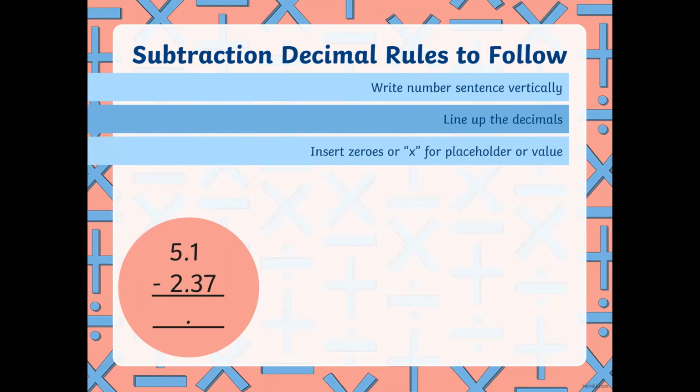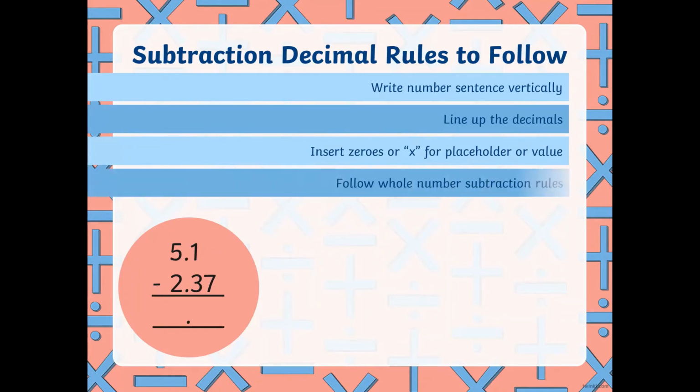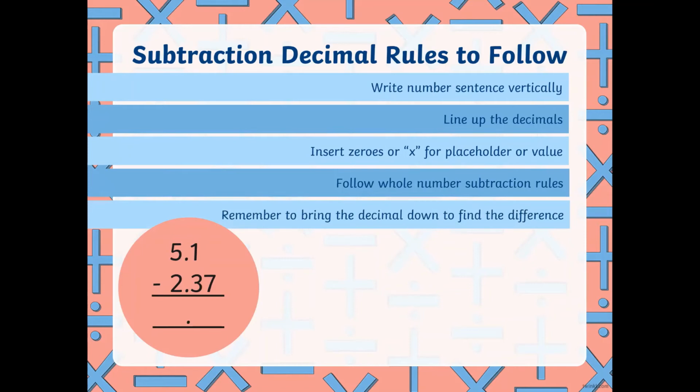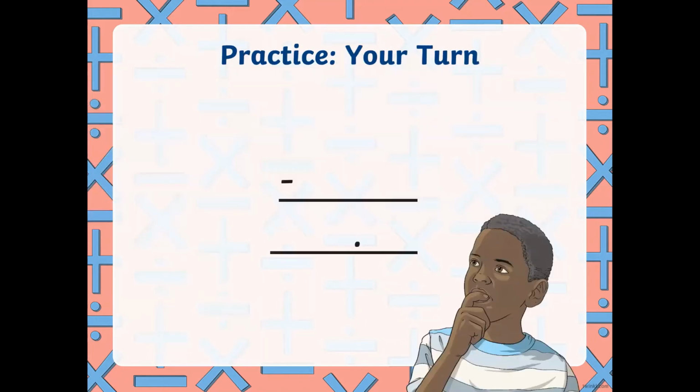Insert zeros or X for placeholder or value. All right, and I would put just zeros here. Follow whole number subtraction rules. That basically just means to do it like normal. And when we normally subtract, remember to bring the decimal down to find the difference. Okay, so that's just bring the decimal straight down, nothing surprising there.